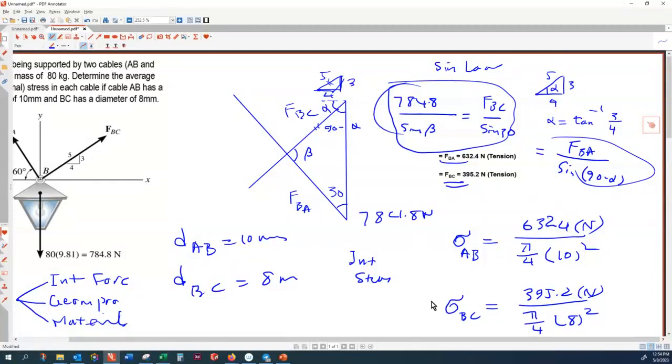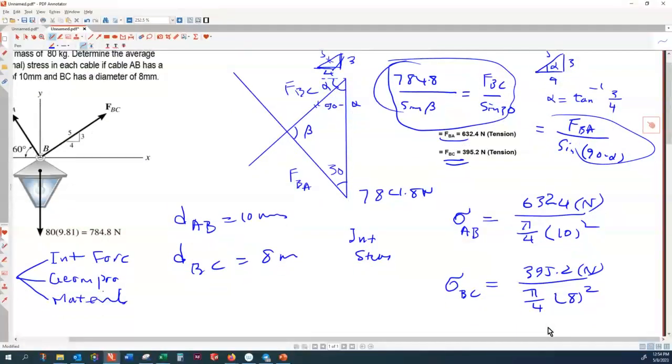All right, now you know how to find the forces, you know how to find the internal stresses, and AB is slightly, the stress is 8 point something. This one is 7. This is slightly smaller than this one. So which member is more critical? If they are made of the same material, the one which has a larger stress is more critical.